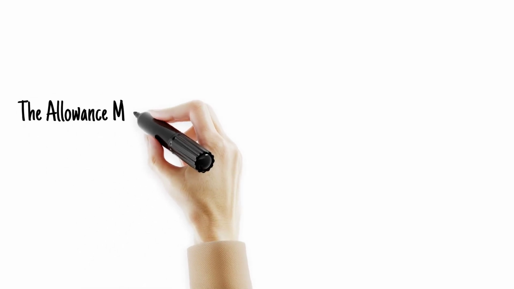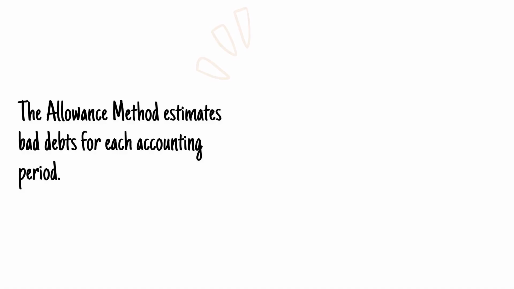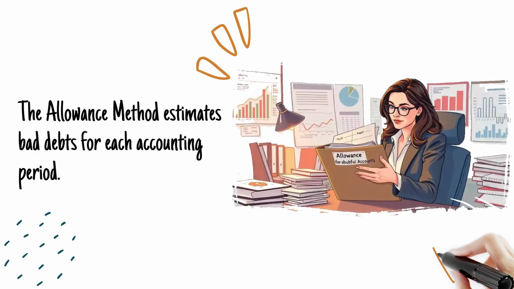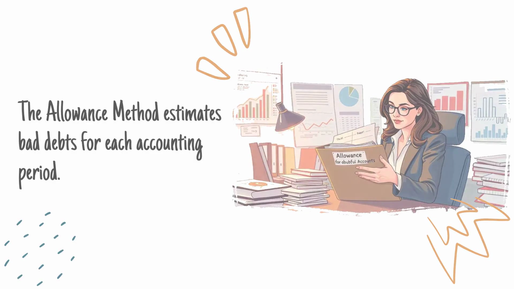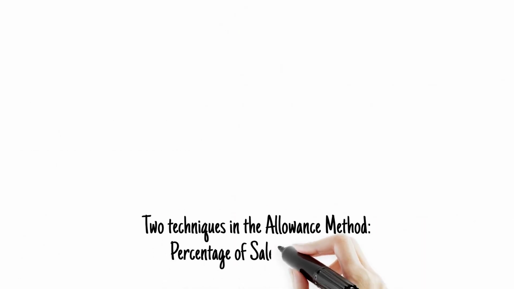On the other hand, the allowance method provides a more systematic approach by estimating bad debts at the end of each accounting period. Here, companies set up an allowance for doubtful accounts, which forecasts potential losses based on historical data and market analysis. Two commonly used techniques within this method are the percentage of sales and the aging of accounts receivable.